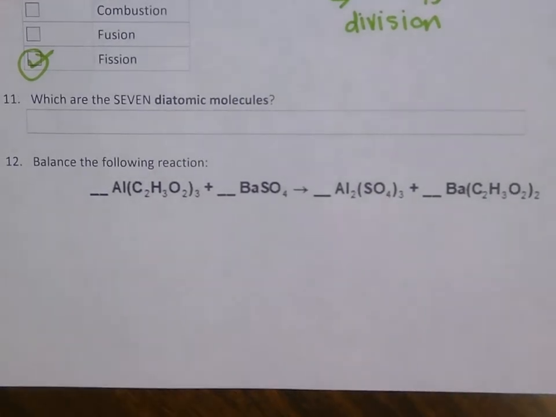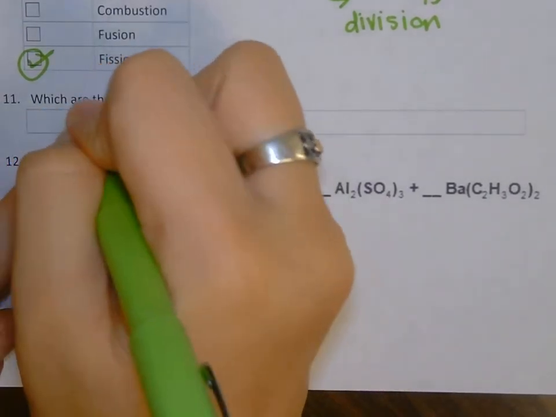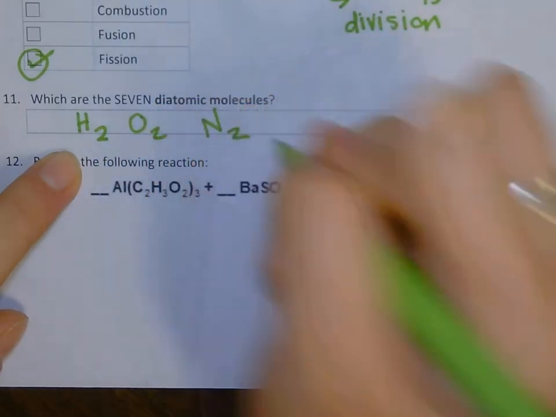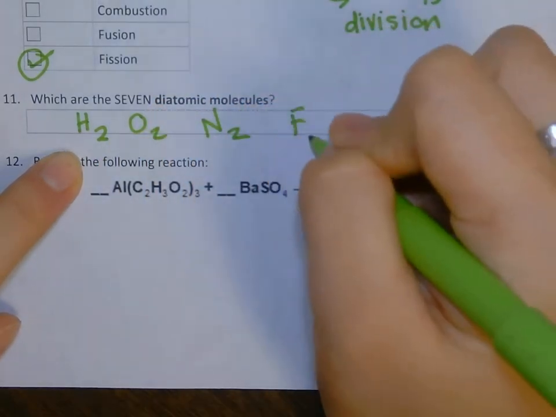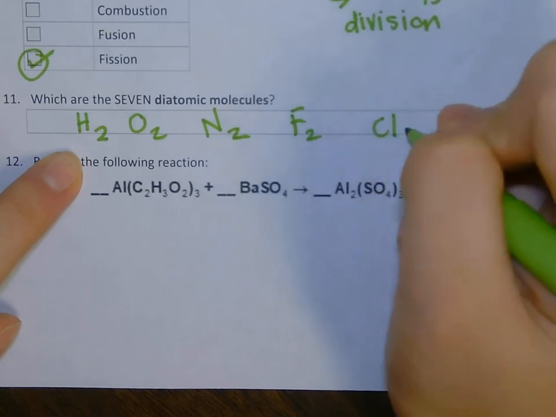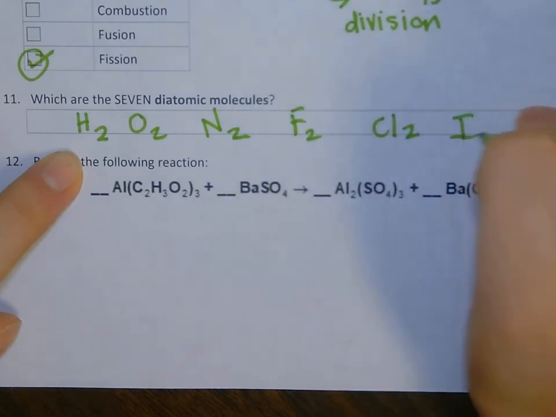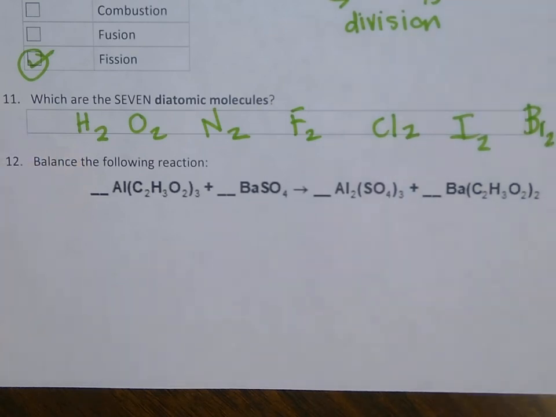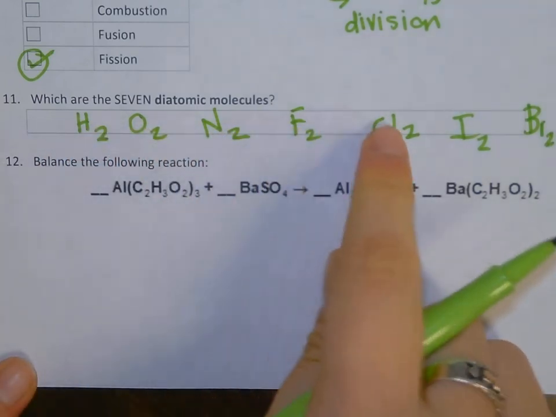All right, what are the 7 diatomic molecules? This one is just a memory thing. They are hydrogen, oxygen, nitrogen, fluorine, chlorine, iodine, and bromine. Those are the 7. 1, 2, 3, 4, 5, 6, 7.